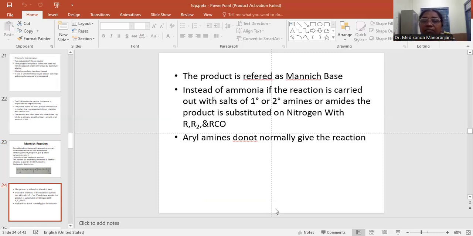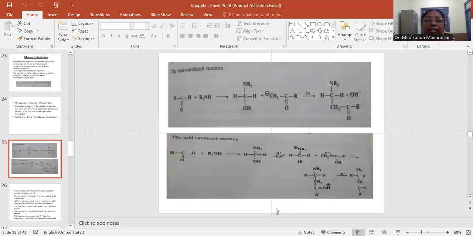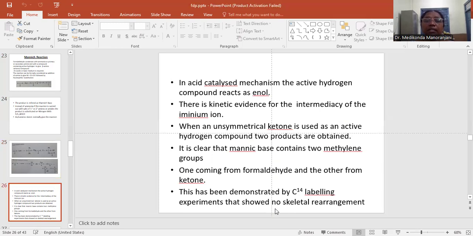Instead of ammonia, if the reaction is carried out with the salts of primary or secondary amines or amides, the product is substituted on nitrogen with R1, R2 and RCO. Aryl amines do not normally give the reaction. So these are the two processes, the base catalyzed reaction and an acid catalyzed reaction. In the acid catalyzed mechanism, the active hydrogen compound reacts as enol. There is kinetic evidence for the intermediacy of the iminium ion.